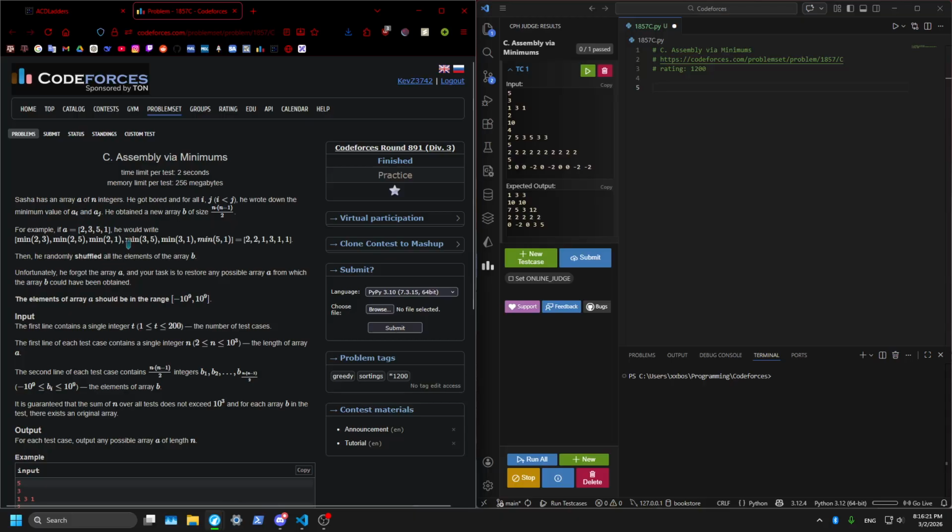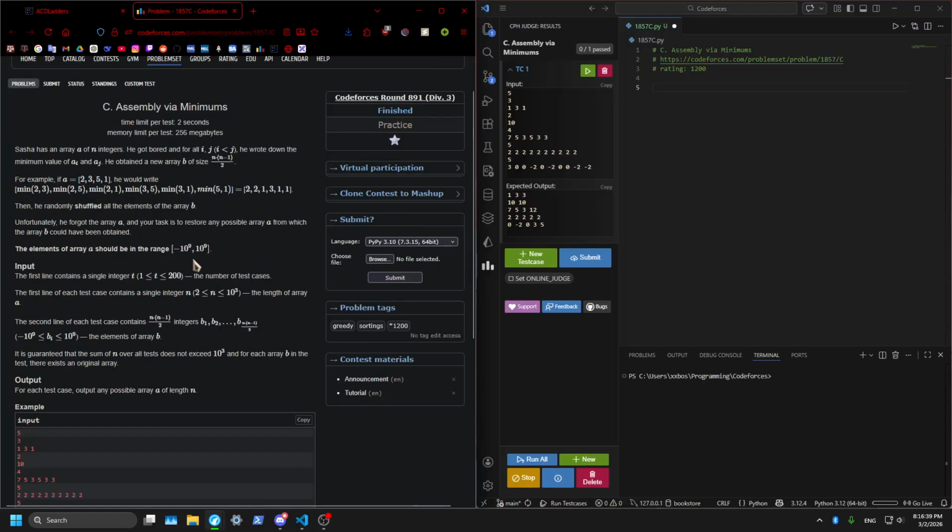For example, if a equals this, he would write min(2, 3), min(2, 5), min(2, 1), and so on. Weird array, but okay. Then he randomly shuffled B. If you forgot the array A, restore any possible array A from which B could have been attained.